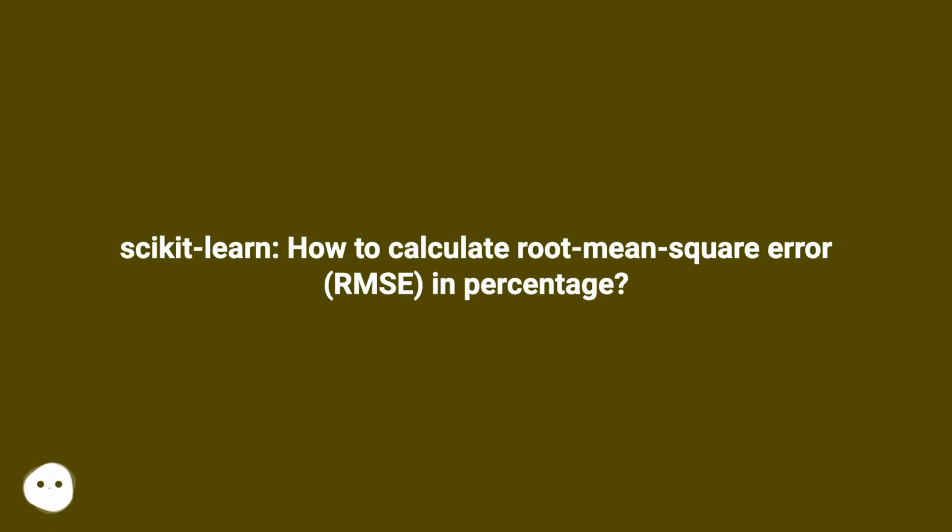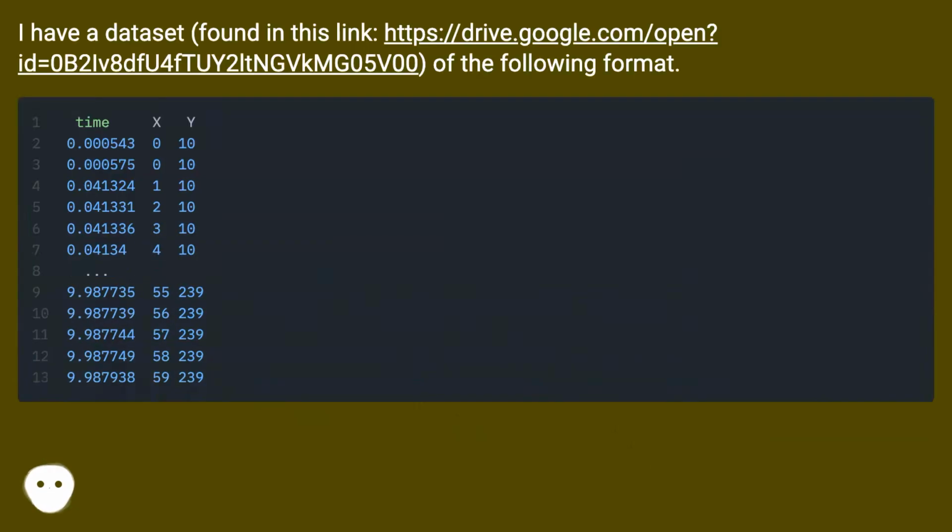Scikit-Learn, how to calculate root mean square error, RMSE, in percentage? I have a data set, found at this URL, of the following format.